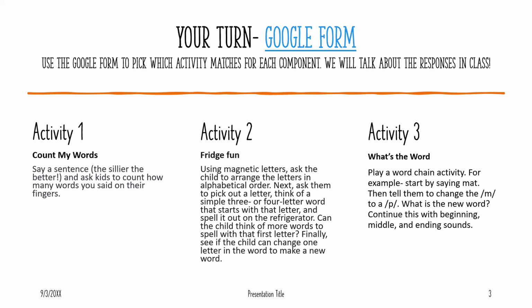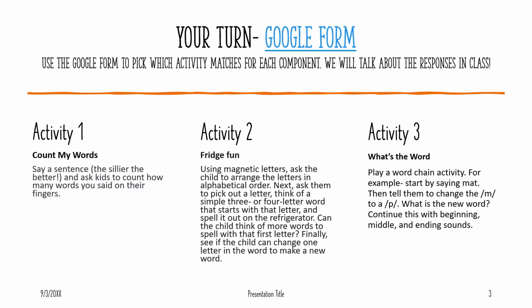So activity one is count my words. So you're going to say a sentence. It can be a super silly sentence. And you're going to ask the kids to count how many words you said on their fingers. So you can give them any sentence. I would try a couple different ones with varying lengths and let them count the number of words.